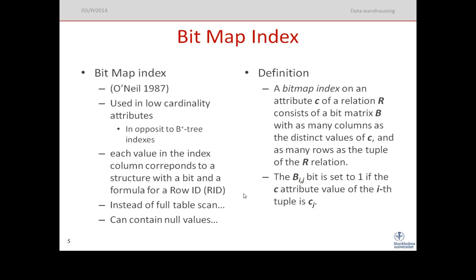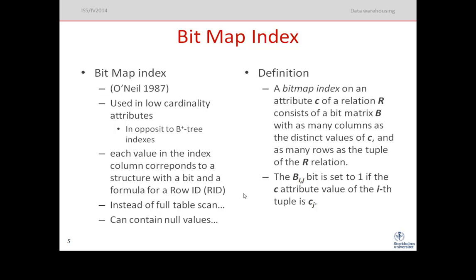So the definition: a bitmap index on an attribute C, on a column, of a relation R consists of a bit matrix B. A bit matrix B is the table with the index. And this bit matrix table has as many columns as the distinct values of the column C, and as many rows as the tuples in the relation. And this means that B is set to 1 if the column attribute value of that tuple, for instance the third tuple, matches.